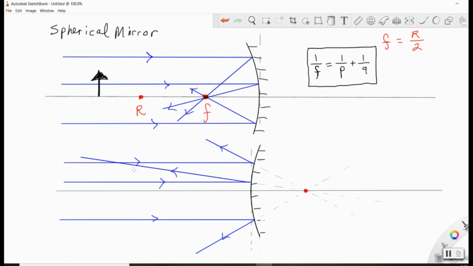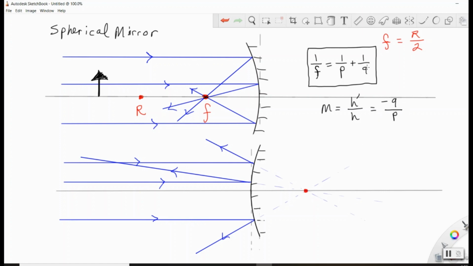And if we wanted to look at objects and images in mirrors, it's really not that different than it is in the case of the lenses. We still use the lens maker's equation, and we also use the magnification equation, same as we did before. Let's write out that magnification equation. The magnification is defined as the height of the image over the height of the object, and is also equal to the negative of the image distance over the object distance.